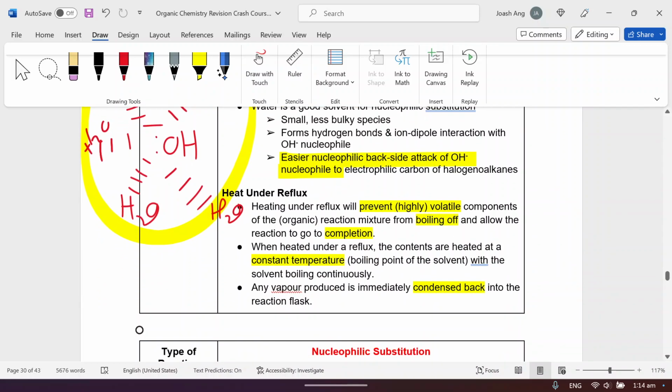Heating under reflux, the purpose is we want to continuously heat the reagents with the reactants and prevent these organic compounds that are very volatile from boiling off. You know, organic compounds generally have a low melting point and low boiling point because of weak intermolecular forces of attraction between the organic molecules. So if I am able to prevent volatile components from boiling off, it will always condense back into the reaction mixture and cause the reaction to go to completion. And we always heat at a constant temperature, okay? And any vapor will be condensed back.